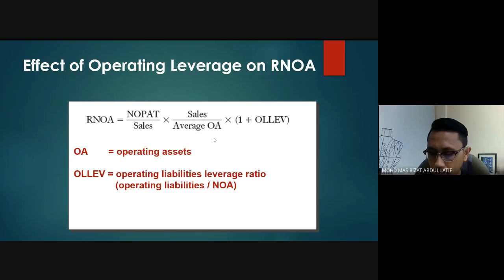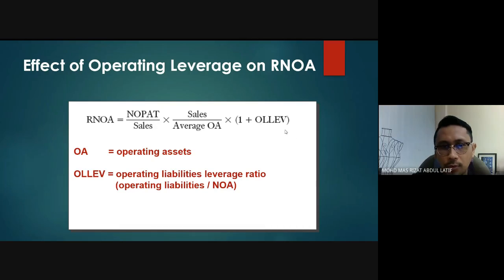So the operating liability effect is seen in this additive decomposition of RNOA. So dia boleh pecahkan lagi dan dia masukkan, tadi kita ada dua sahaja kan, profit margin and asset turnover. So now dia letak adanya operating liability effect kat belakang ni, which is 1 plus OL/NOE. So what is OL/NOE? It stands for the operating liabilities leverage ratio.